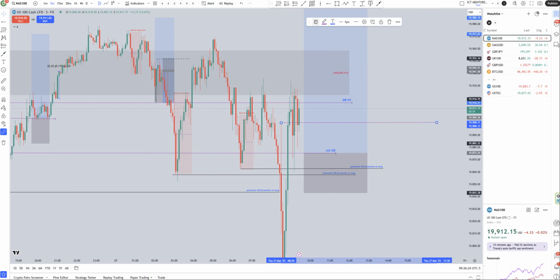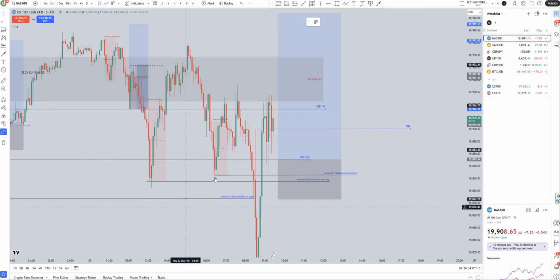On the 5 minute, additionally, I saw this expansion down. Okay, it also needs a potential OB. What is this? So this one can do for 2 of them, and then the third one needs a potential OB. Yeah, the smaller one. This was what I was saying.